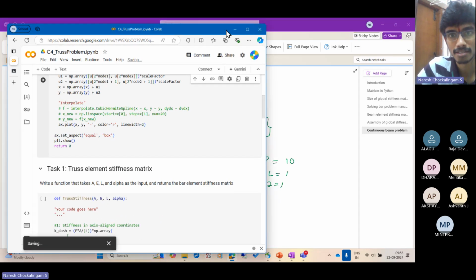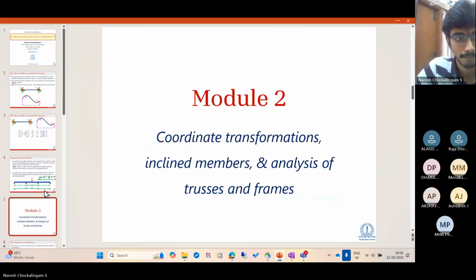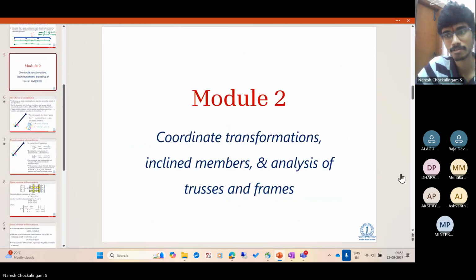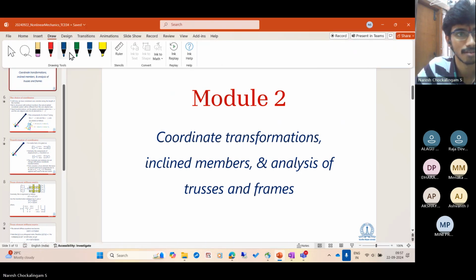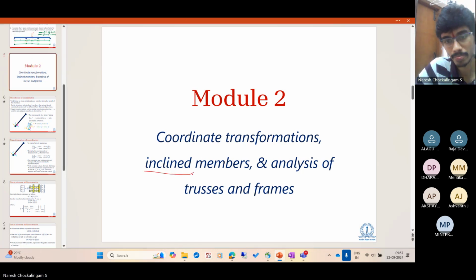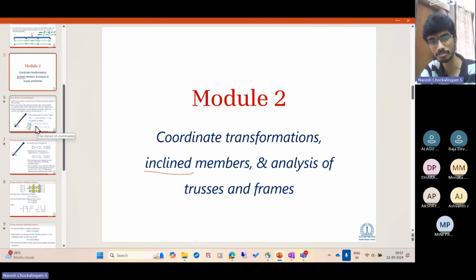So first, let's look at the theory. A critical thing that is different from beams and bars in the case of frames and trusses is the inclination of the members, right? A bar is straight and horizontal. A beam is also straight and horizontal. There is no inclination. So in a beam, we are not interested in the horizontal displacements, and in a bar, we are not interested in the vertical displacement.